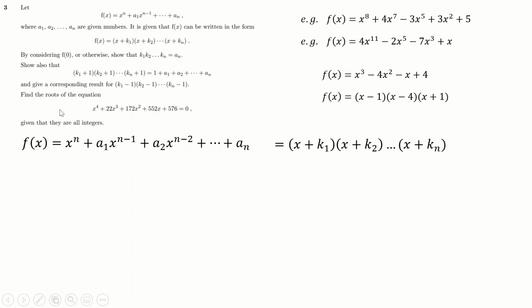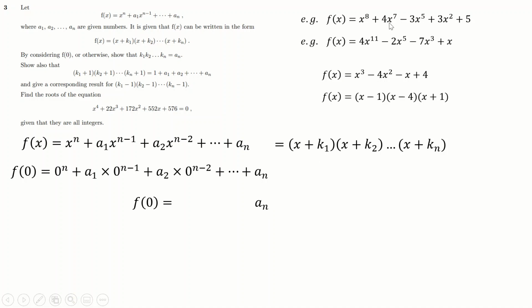Now by considering f of 0, so f of 0 is just what happens when you use x is 0. So 0 to the power n plus a1 times 0 to the power n minus 1 plus a2 times 0 to the power n minus 2, and so on, all the way down to an. Now, what's good about this is that 0 to the power anything is 0, so all of these terms are just going to go away. Now, the term immediately before an is a(n minus 1) x. But that x is also going to go away because x is 0, which means all I'm left with is just this last term of an.